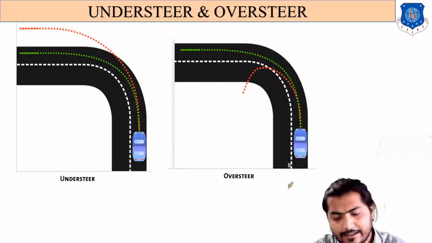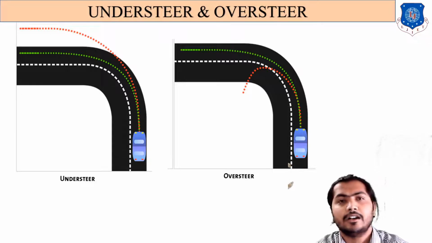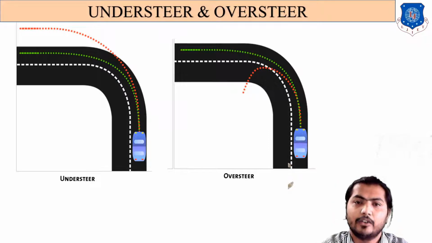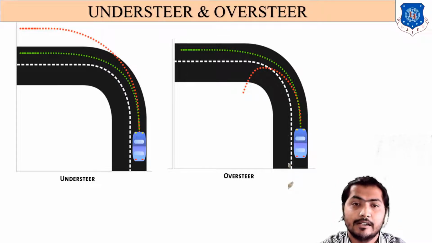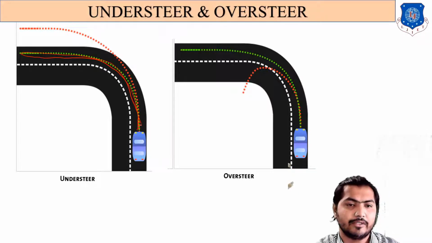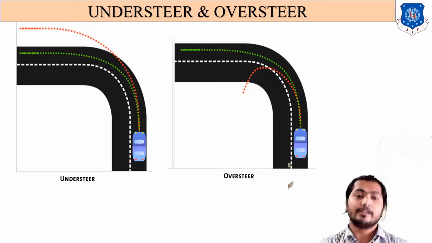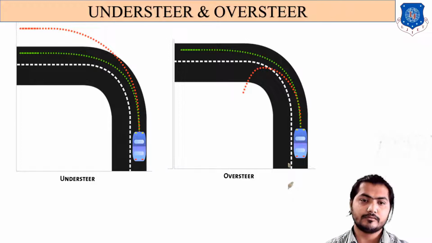Next is understeer and oversteer. What is understeer and oversteer? Understeer is generally seen in front drive vehicles and oversteer is seen in rear drive vehicles. What happens in understeering? While you are taking a sharp turn, this is our required turn path, the green dotted line. But while taking the turn, you turn the steering, so this vehicle skids outside.